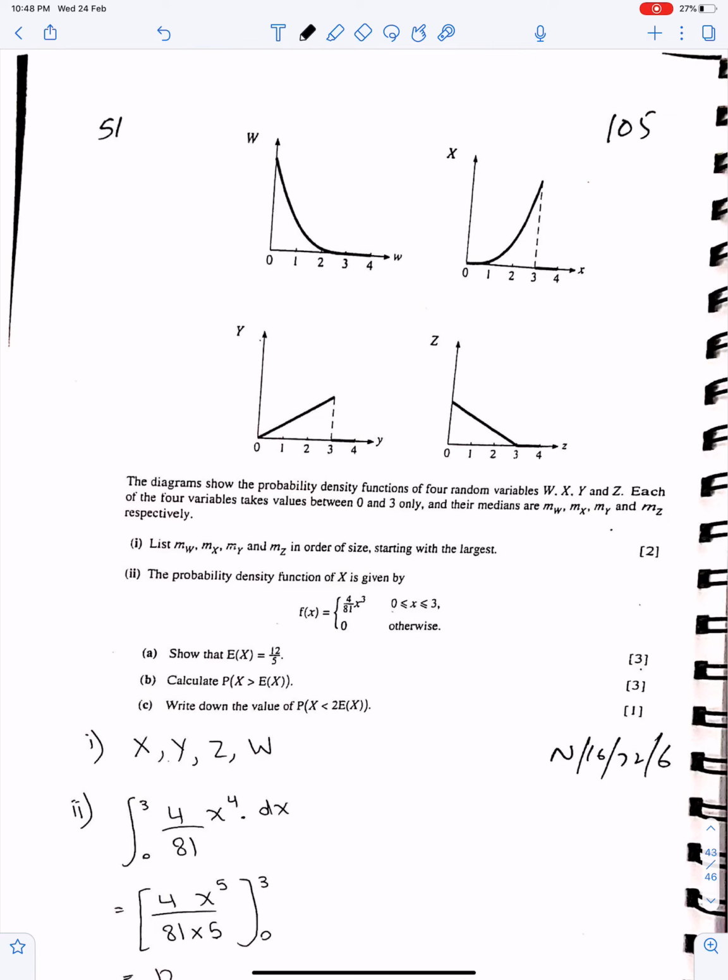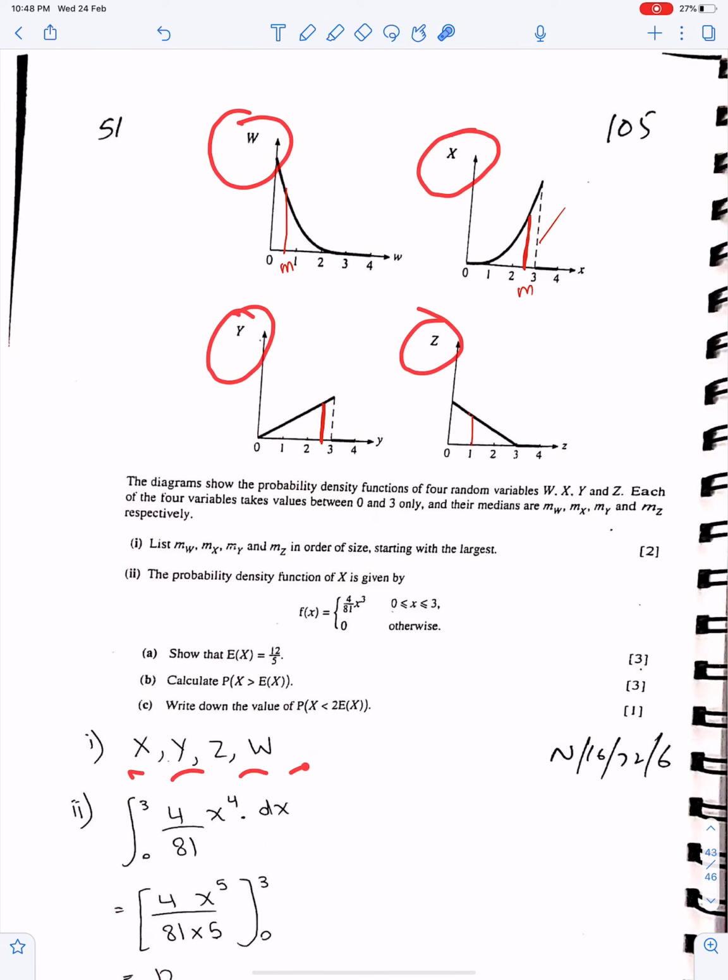Question 51 is simple. They are saying list in order of size, starting with the largest median. The largest median must be in this diagram, because largest median means the median must be close to the upper limit. So the median is close to the upper limit in this diagram. So the largest median is here. The second largest is here. The next is here, and the smallest median is here. So you should write x, then y, then z, and then w.